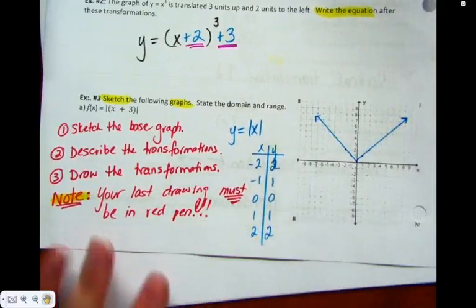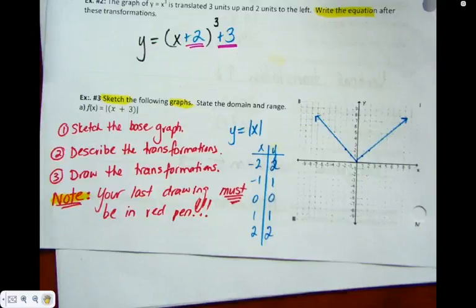Make sure you have arrows on the end indicating the graph goes on forever. That is the base graph of absolute value. Is it supposed to be in red? It's not my last graph because I haven't done the transformations yet. Good catch, though.